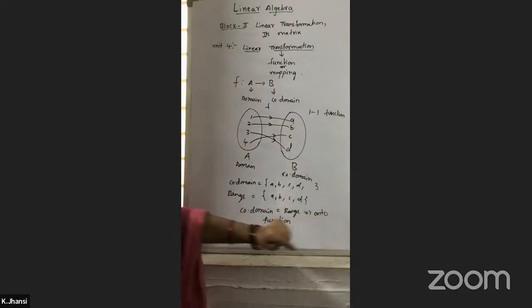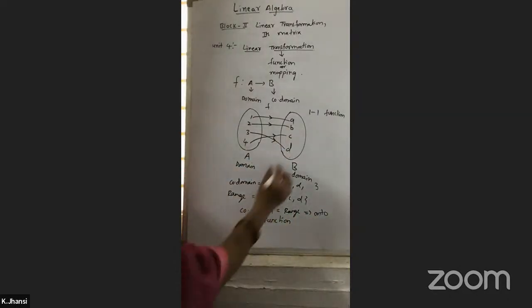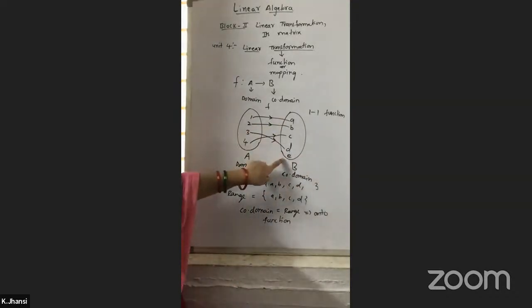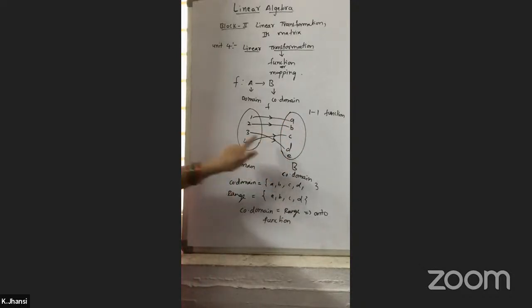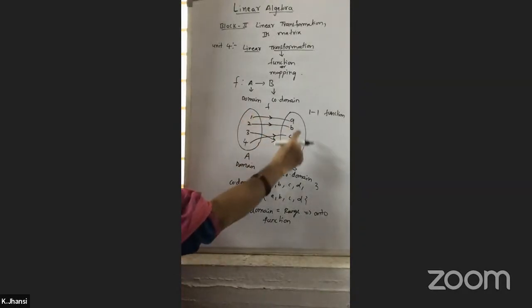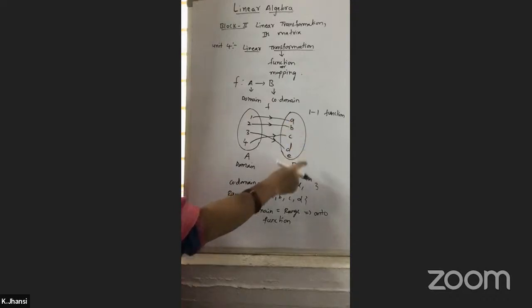So when we call it an onto function, if element E was there before, then it is not called an onto function. Why? Because this is not having the image here, no? In an onto function, compulsorily whatever elements are there in set B, they should have the images in set A. Okay. So there may be a little bit of confusion here. Compulsorily, all the elements of set A should have the images in set B.